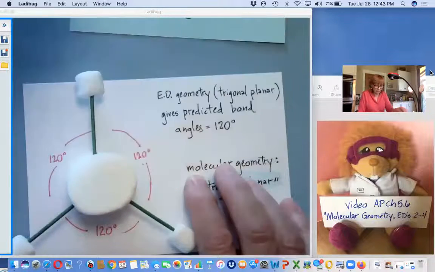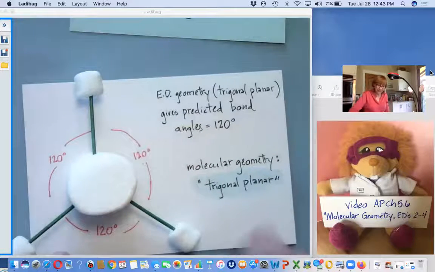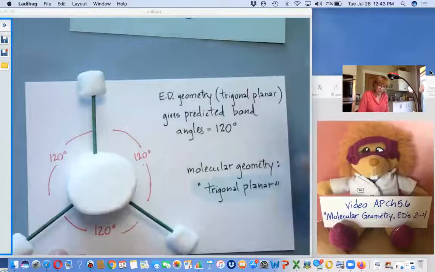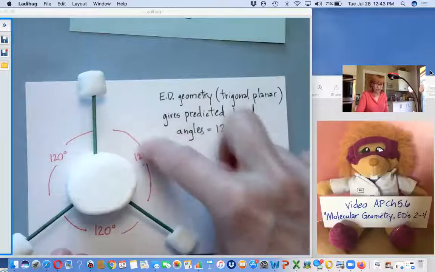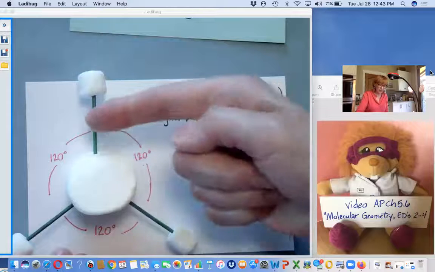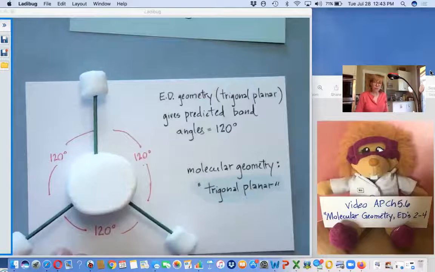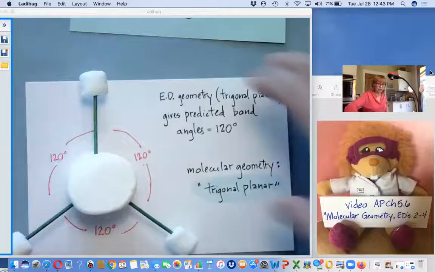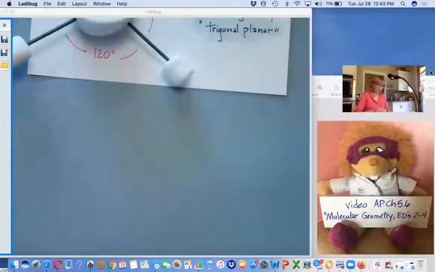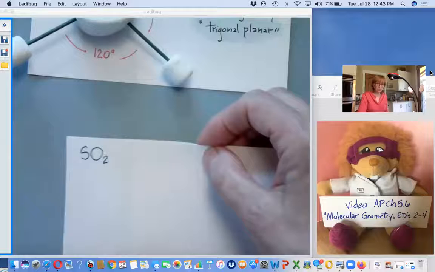So the name of the molecular geometry is the same as this electron domain geometry. This molecular geometry is trigonal planar. 120 degrees of separation when you're only working with 3 electron domains. All right, now I would like you to do the electron dot diagram for sulfur dioxide, SO2.